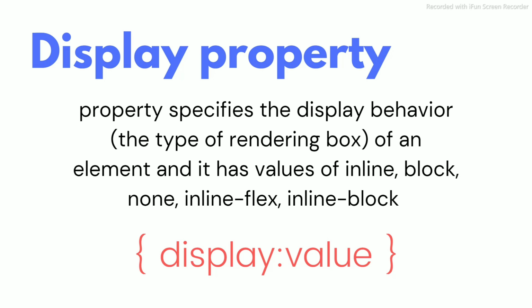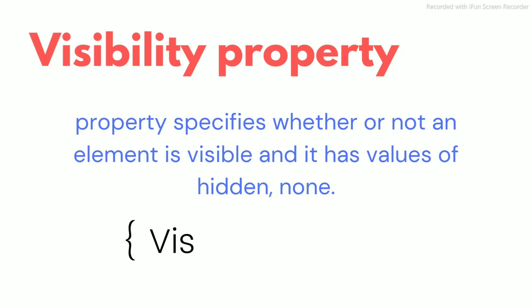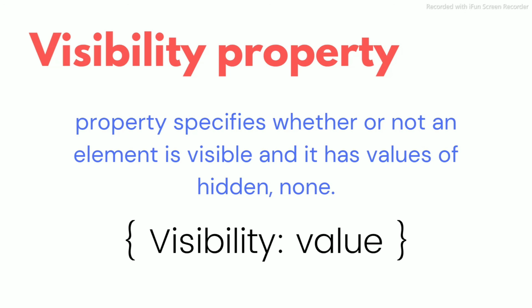Next we have the visibility property. When we are using display equal to none, it will not display anything and it will not allocate any space for it. But when we use visibility equal to hidden, it will not show that element, but it will allocate some space to it. The visibility property includes hidden and none. If you use hidden, it will not show, and if you use none, it will just leave it. And the visibility property specifies whether or not an element is visible.